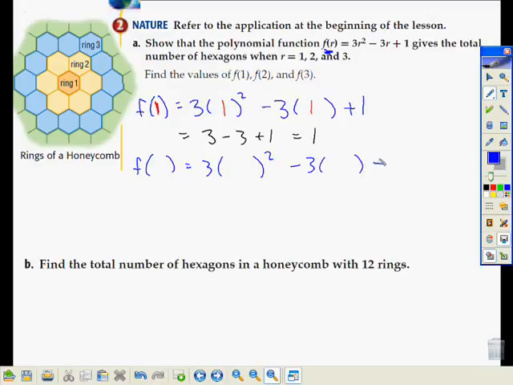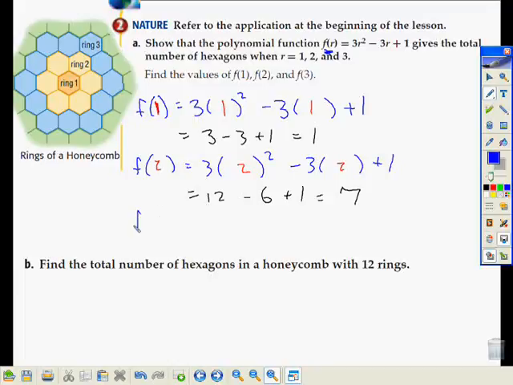We can do that again for the second ring. Just plug a 2 in for that. 4 times 3 is 12, minus 6 plus 1. Now we have 6 plus 1 is 7. So we already counted we had 7 there.